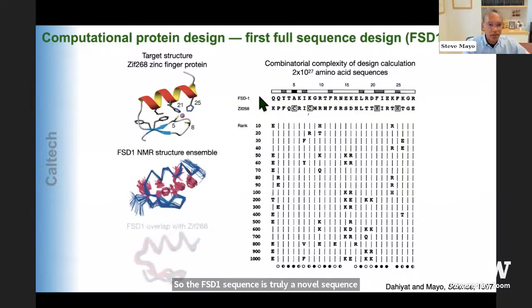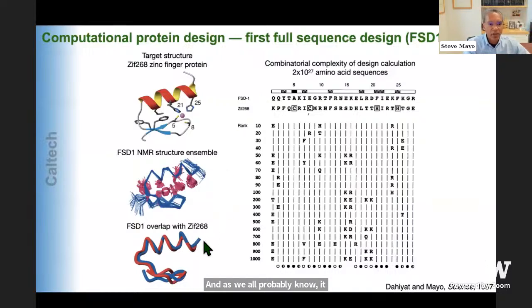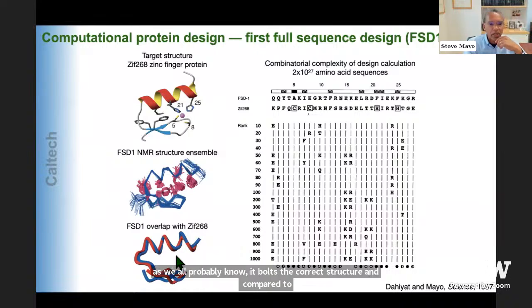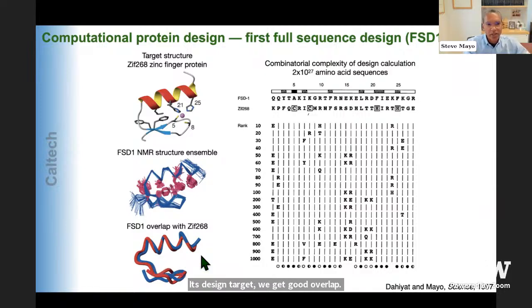And as we all probably know, it folds to the correct structure, and compared to its design target, we get a good overlap. So we believe that this was the first real demonstration of a solution to the inverse folding problem, and it really set the methodology for additional advancement in the future.